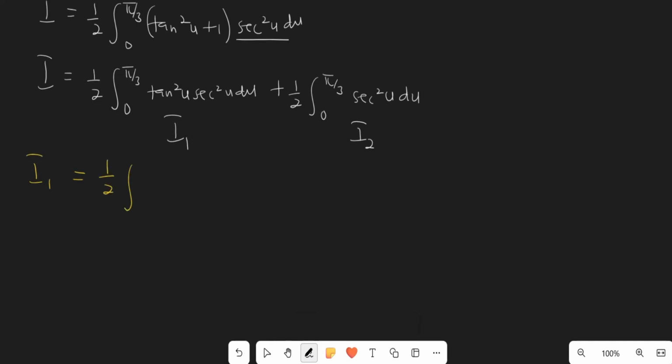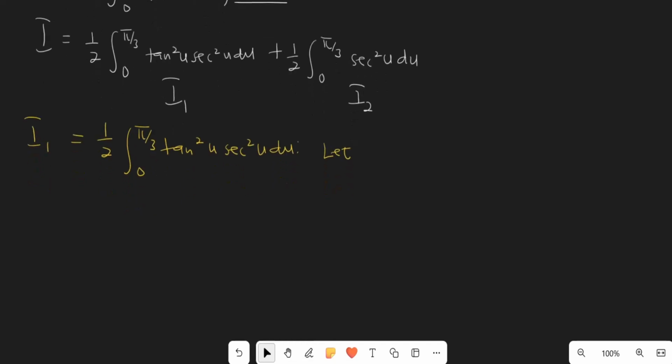So this is going to be 1/2 the integral from 0 to pi over 3 of the tan square of u secant square of u du. I'm going to do a u sub here. Well, a k sub, because we already have u. So let k be equal to tan of u. Therefore, dk du is secant square of u. That implies that dk is secant square of u du.